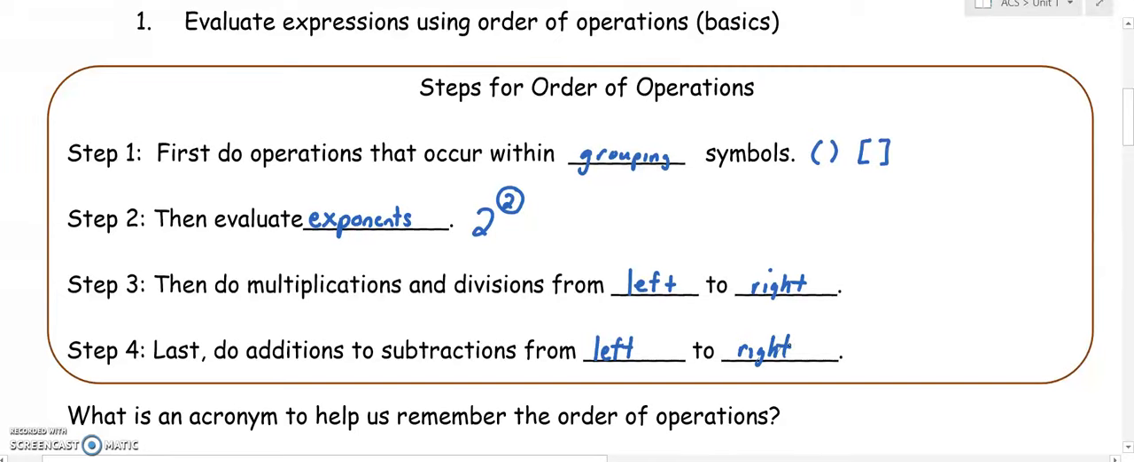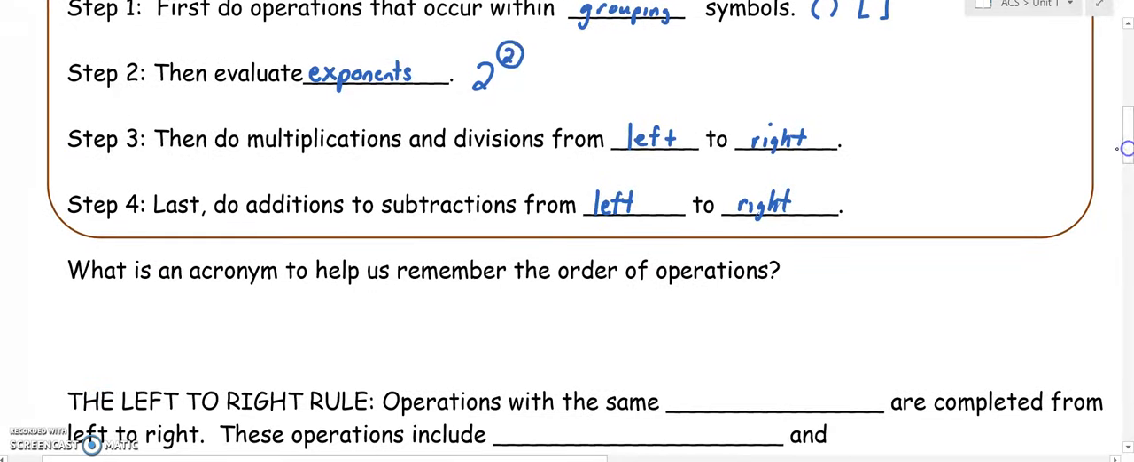What's an acronym that can help us remember the order of operations? The acronym is PEMDAS. P stands for parentheses or grouping symbols. E stands for exponents. M and D stand for multiplication and division, which are done in the same step. And then last we have adding and subtracting, which are done in the last step.